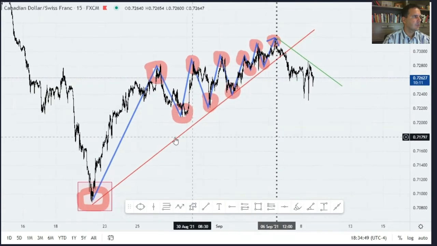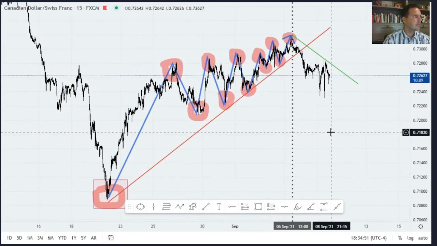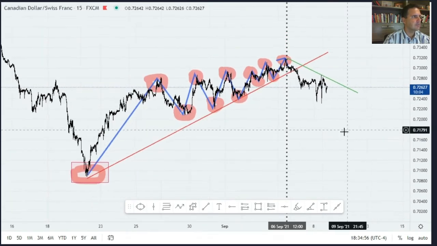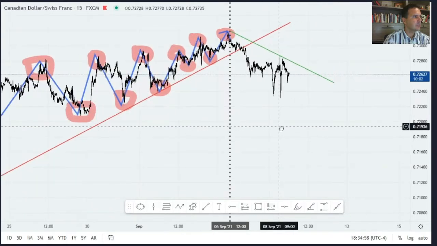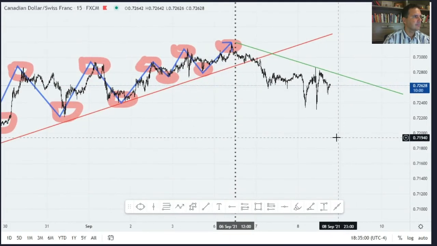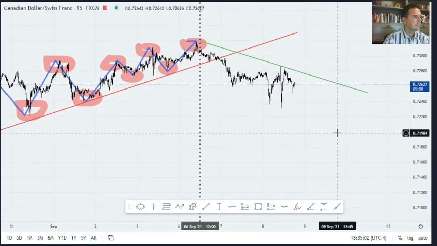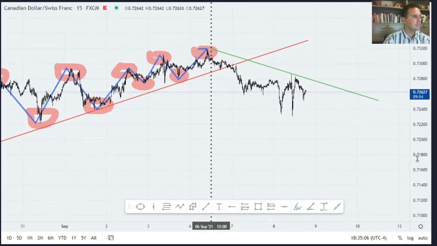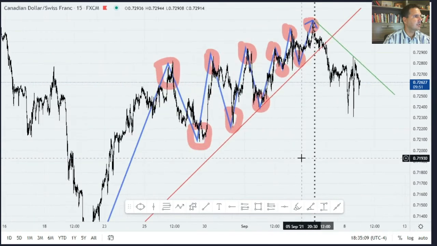So this is the uptrend line, this is the downtrend line. Tell me, everybody, Canada CHF 15-minute chart, long or short? How are we going to trade this one? How do you want to trade this one, everybody? Canada CHF 15-minute chart, long or short?